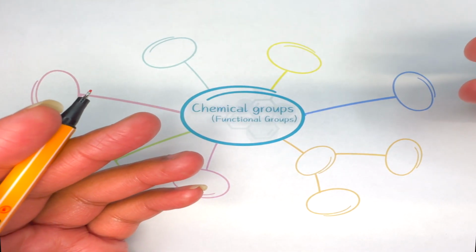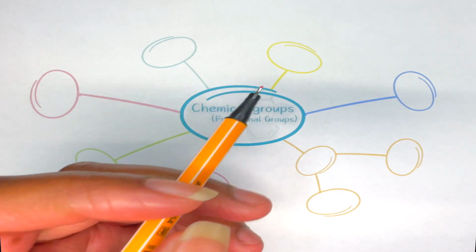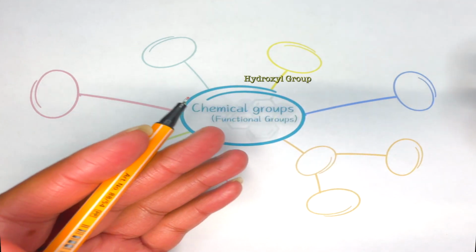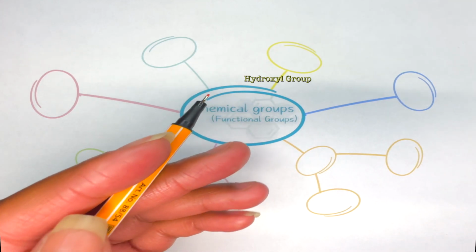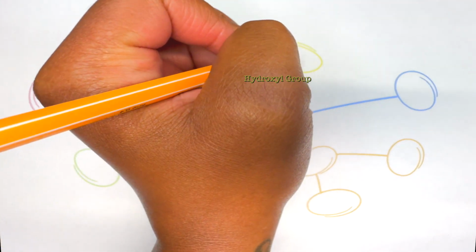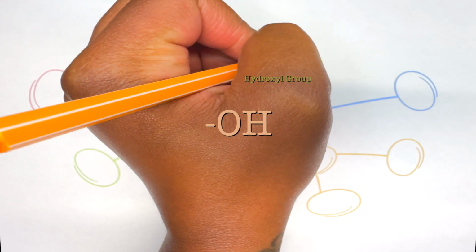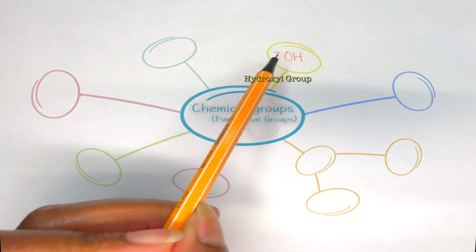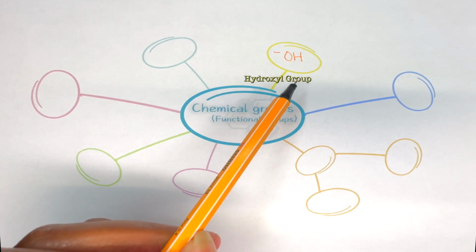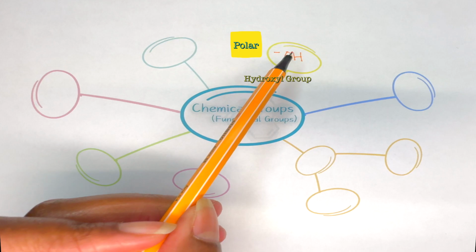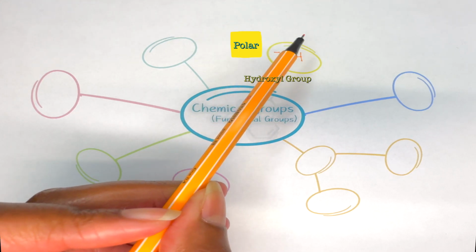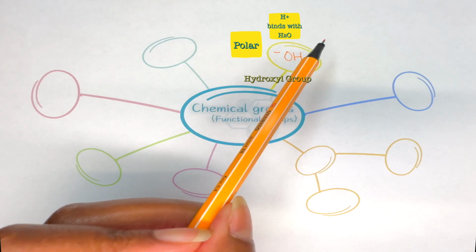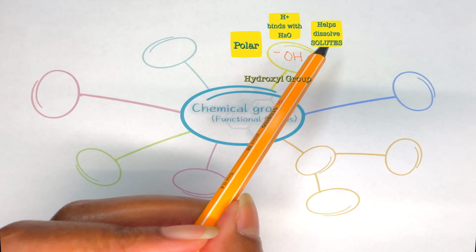So the first chemical group that we'll talk about will be the hydroxyl group. When you're looking at different molecules and compounds, you want to find that oxygen bound to a hydrogen, like so. This hydroxyl group, this chemical group or functional group, is polar. It also has hydrogens that love to bind with water, so it makes it a great dissolver for solutes.